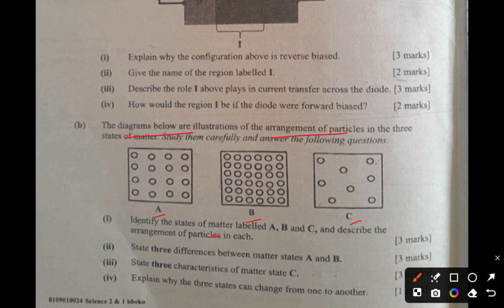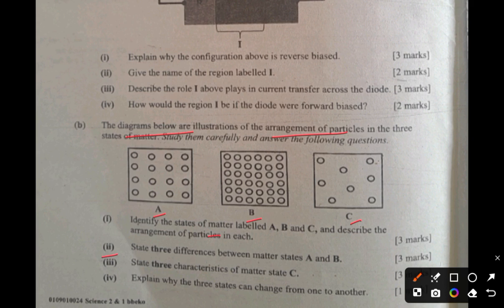So, looking through, A stands in the middle, so A is liquid. The particles are closely packed but can move freely around each other. Then the B is solid. The particles are closely packed in a fixed orderly arrangement. Then the C, particles are loosely packed and can move randomly.